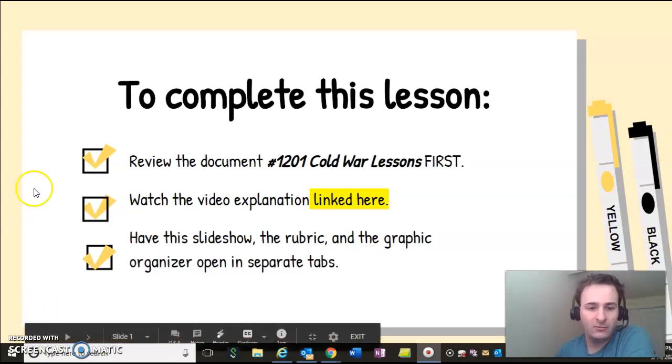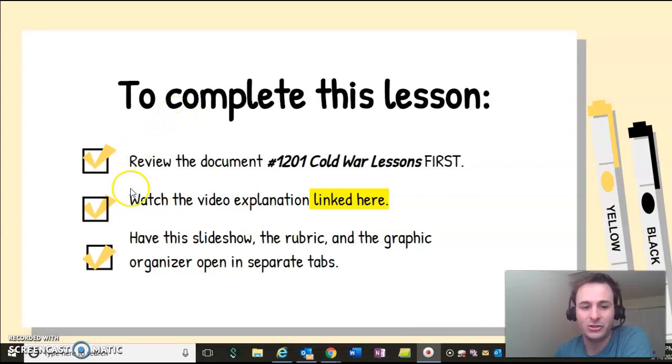To start, in order to complete the independent study, because the topics are very detailed from the notes you've been taking in class, you're going to want to first be reviewing the 1201 Cold War lessons. Doing those is going to help you narrow down the topic of your choice and the best avenue for you to do the project your best.